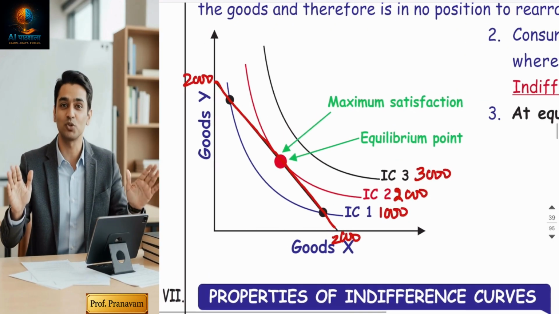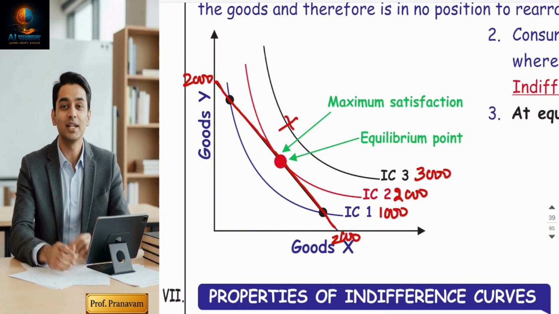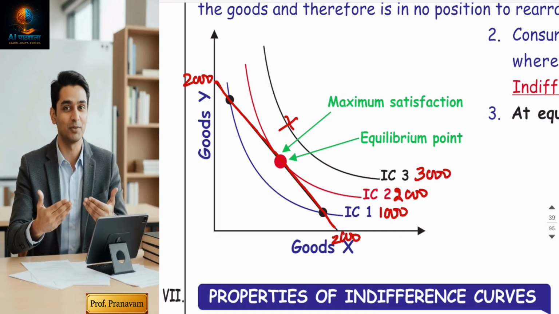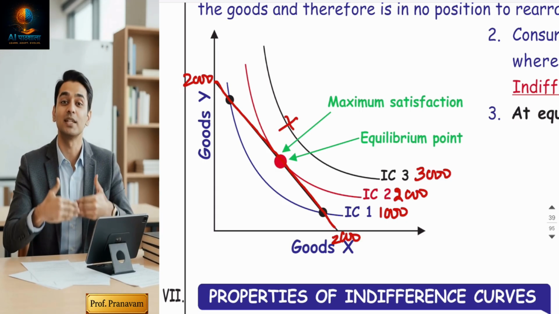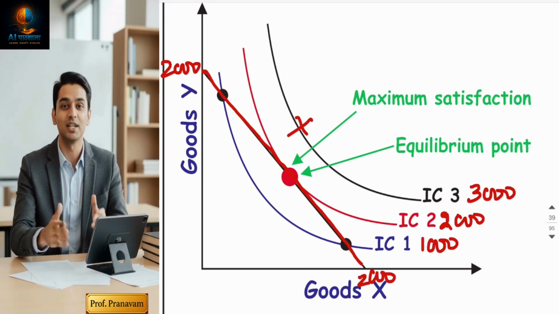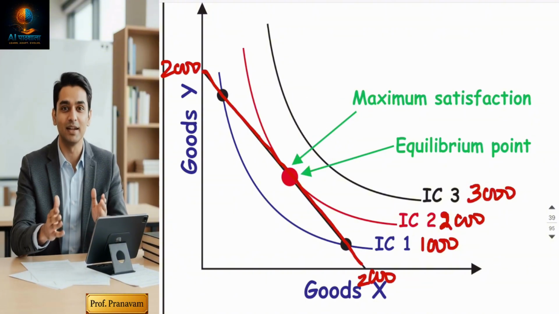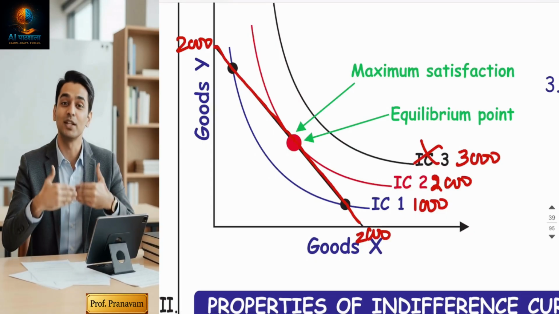So, the consumer always loves to purchase IC3, but IC3 is beyond his budget. Why? Because my budget is 2000, and if I want to consume IC3, which is going to give me maximum satisfaction, it is beyond my budget. See, it does not touch my budget line either. If you want to achieve IC3, your income should increase, but income is assumed to remain constant. So this is not possible. Okay, so ignore IC3.